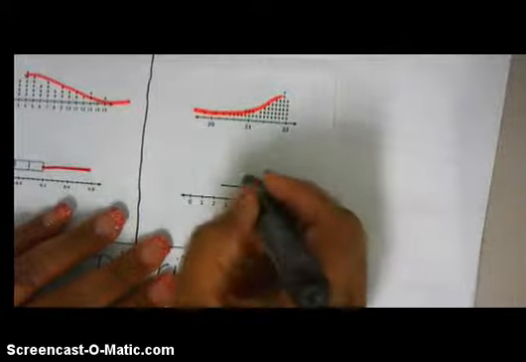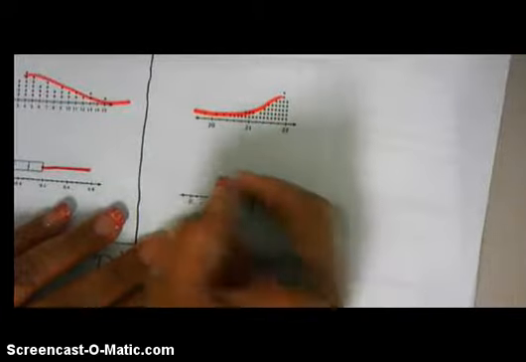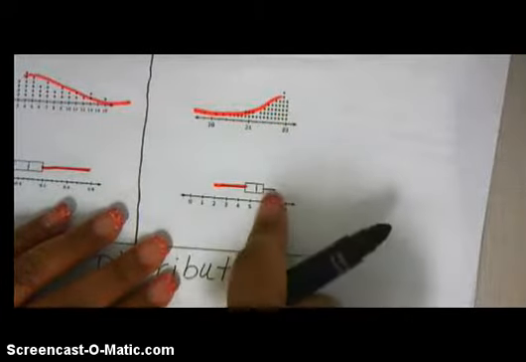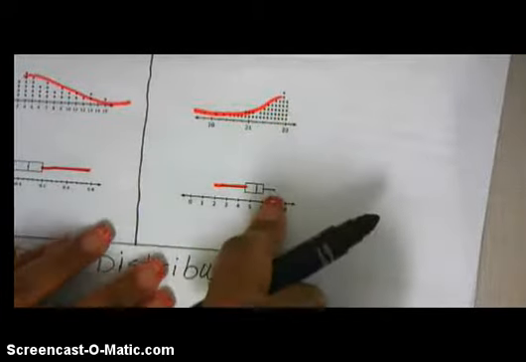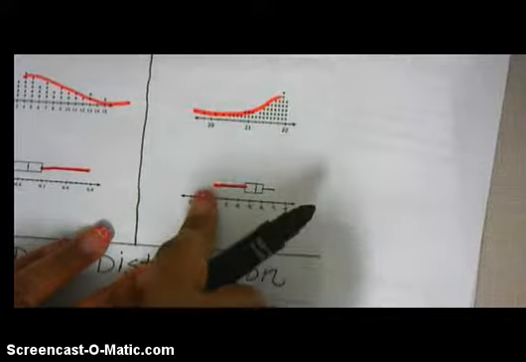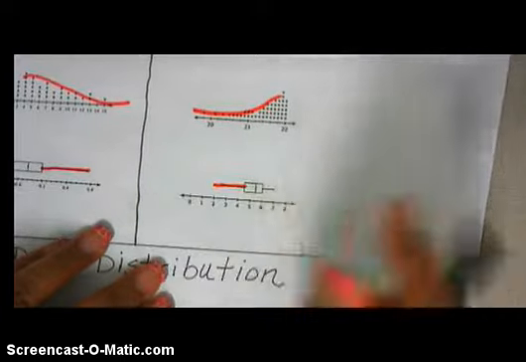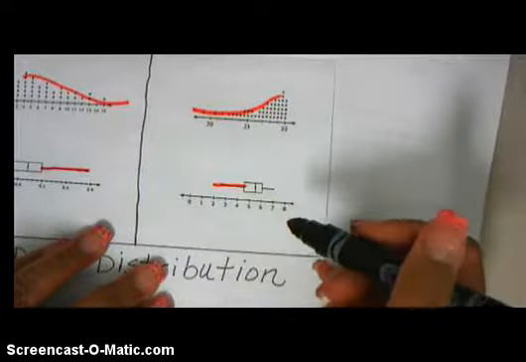In the box plot example, again, you're going to see that the whisker on the left is larger or longer than the whisker on the right. Therefore, on this box plot, it is being pulled to the left, therefore it is skewed left.